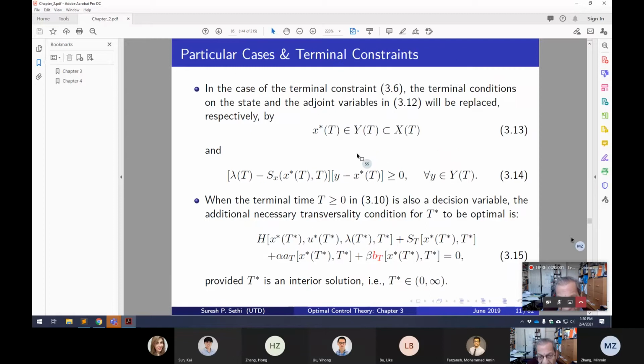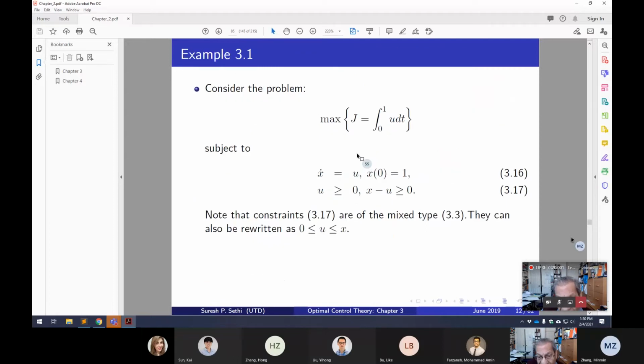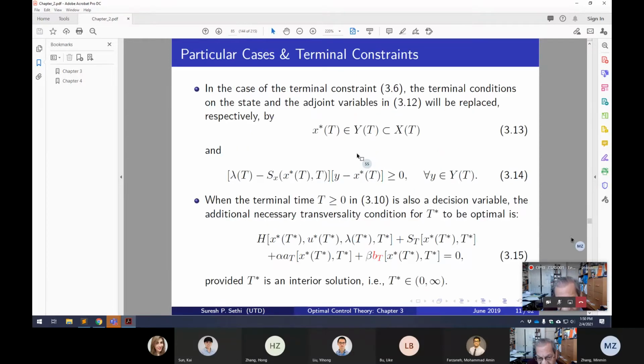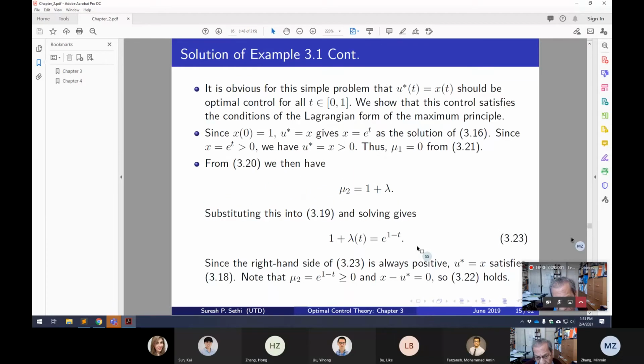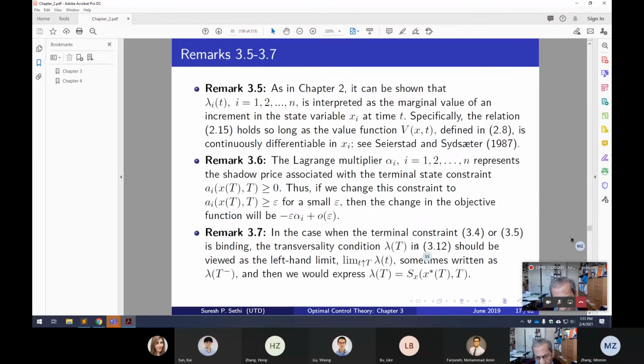Because if I give you a value exactly at t, then the marginal value is given by s sub x. Salvage value, take the derivative of the salvage value, and that will be exactly lambda t. That is exactly at t. But at t minus, it is given by what is in the box.